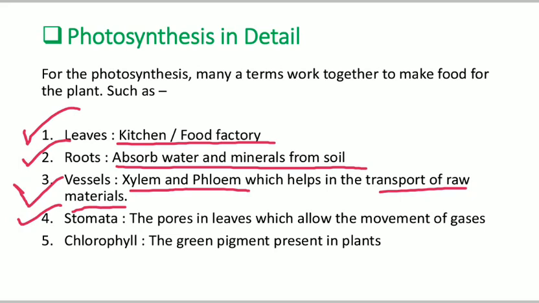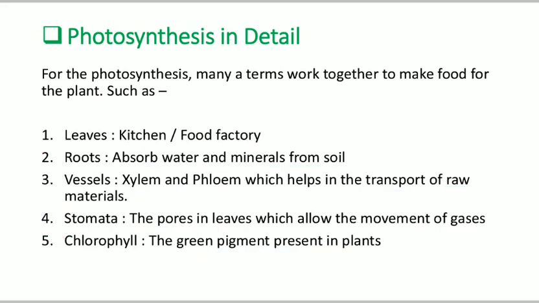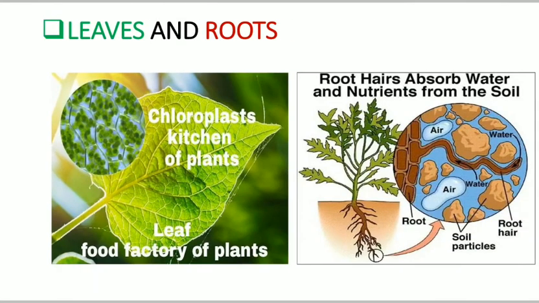Another essential part is the stomata of the plant, which are pores in the leaves, and they allow the movement of gases. And next, the utmost part is the chlorophyll, the green pigment present inside the plant, okay? So to know about these things, let's have a full look at the leaves.